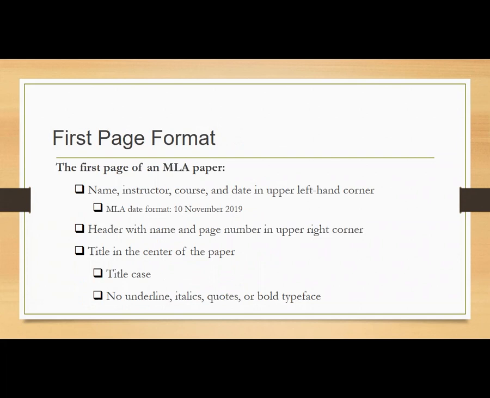Next, in the top left-hand corner of your essay, type your first and last name, your instructor's name, make sure you spell it correctly, your course, and the date in MLA format, which is the numeric date, the month, and the year with no commas. On the next line, type the title of your essay. Make sure your title is centered with no bold, underline, or italic typeface. You should use title case for your title, meaning that all words start with a capital letter except articles, conjunctions, or prepositions.